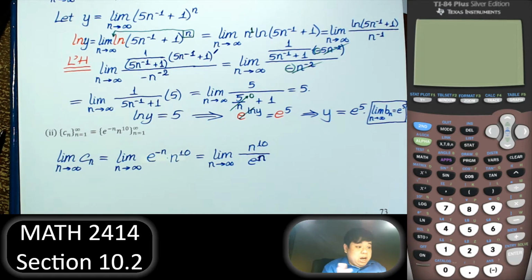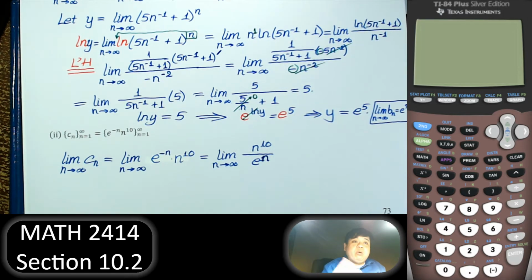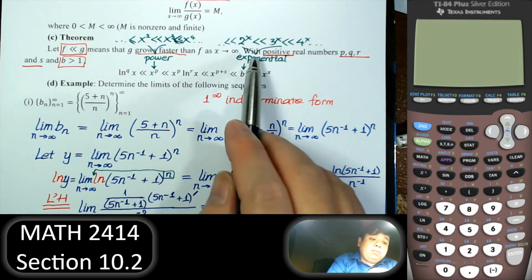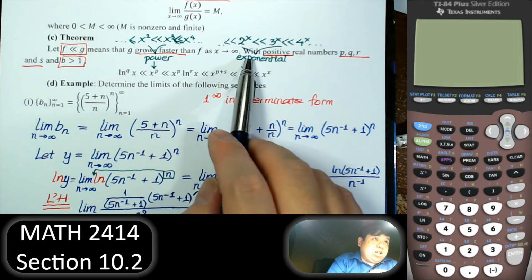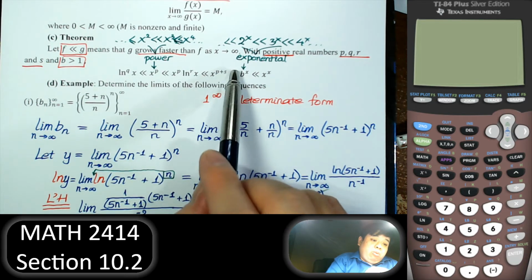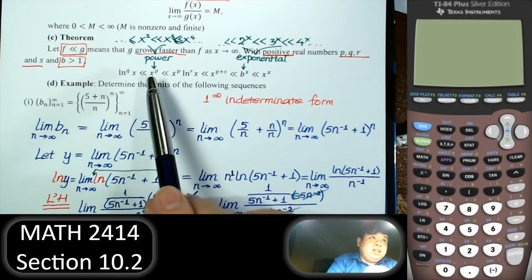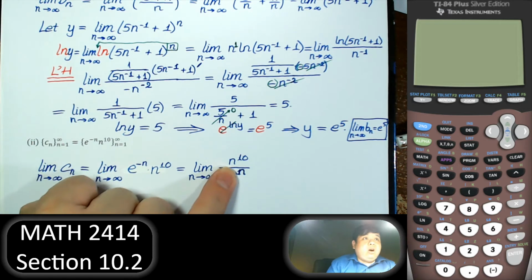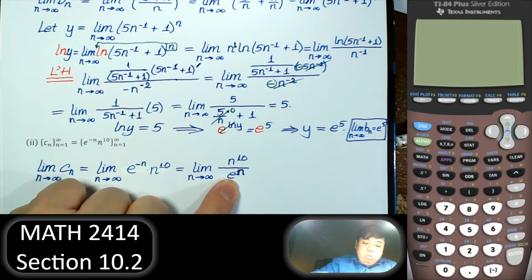Of course we can do that, but that n to the 10 power means we have to use the L'Hospital rule 10 times, which I don't want to do. What we do instead is refer to the ranking that we had earlier. The exponential function grows a lot faster than the power function. So this is the power function, and this is the exponential function.